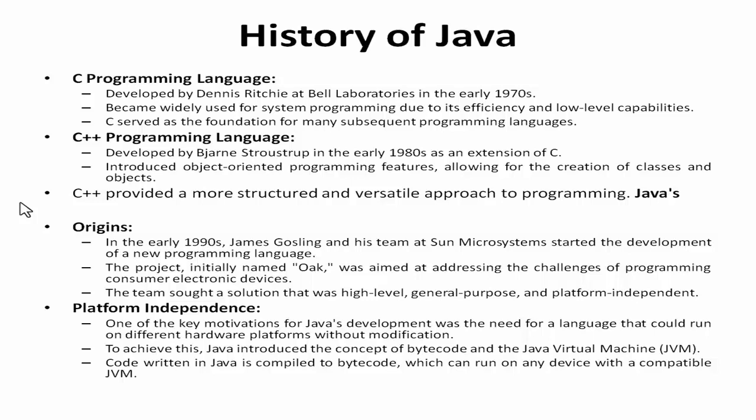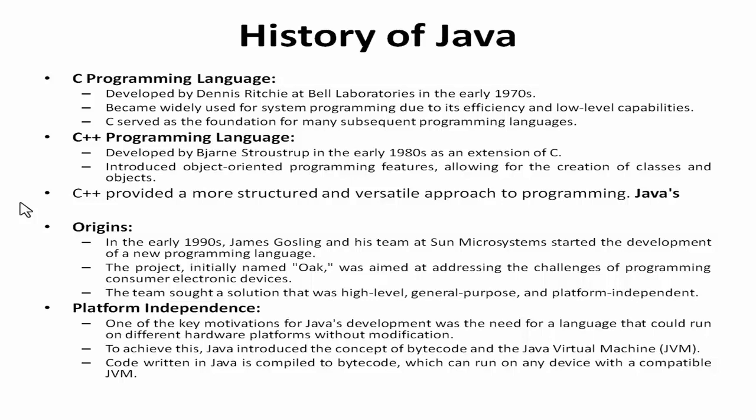Origins. In the early 1990s, James Gosling and his team at Sun Microsystems started the development of a new programming language. The project was initially named Oak and was aimed at addressing the challenges of programming consumer electronic devices. The team sought a solution that was high level, general purpose and platform independent. So they needed a programming language which could support the internet, so that it could share data among web servers, communicate between different systems, and implement different kinds of protocols.